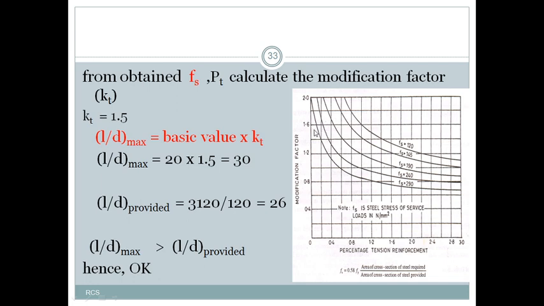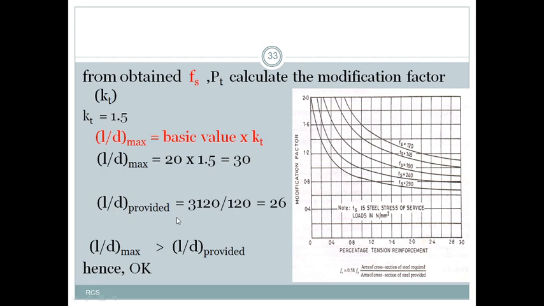That means the modification factor value remains between 1.4 to 1.6. So approximately I am choosing the modification factor value as 1.4 for this particular case of Fs and Pt. So according to this Fs, Pt and modification factor value, we have to calculate L by D maximum, that is my basic value multiplied by Kt, as we are designing a simply supported beam. The basic value for a simply supported beam is 20 and Kt is 1.5, that is equal to 30.